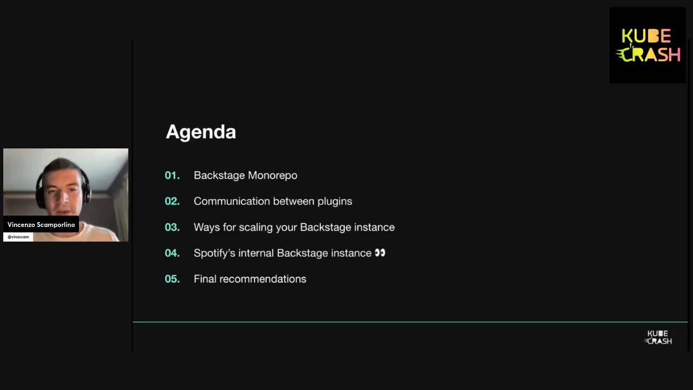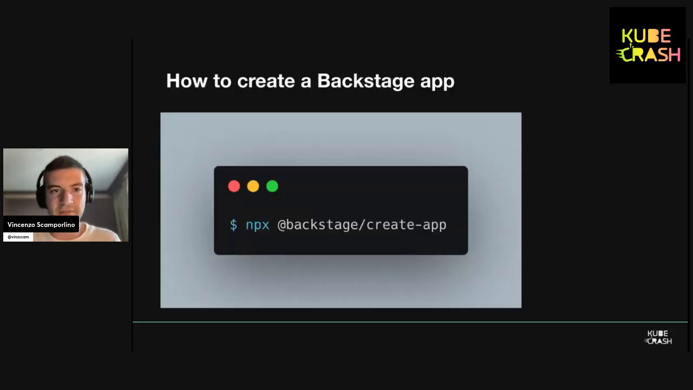Cool. So I would like to start this talk from the basics, just describing how you create a Backstage app from scratch. You usually do that by running this script, backstage/create-app. And if you run this module, this is going to create a new repository on your machine containing a JavaScript project with a Yarn monorepo.